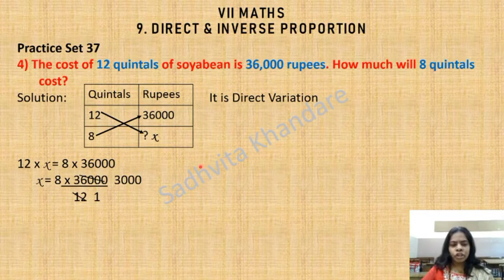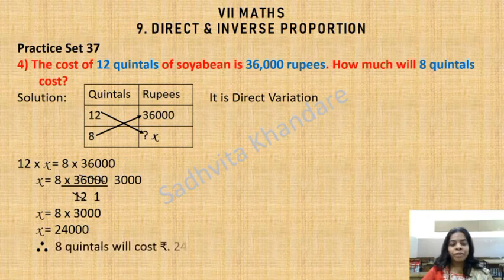Now what is remaining, children? 8 into 3,000. Down there is 1, so divided by 1 is going to be the same number. So 8 into 3,000 is remaining. 8 threes are 24. The answer is going to be 24,000. X is equal to 8 into 3,000, which is equal to 24,000. Therefore, 8 quintals will cost rupees 24,000.